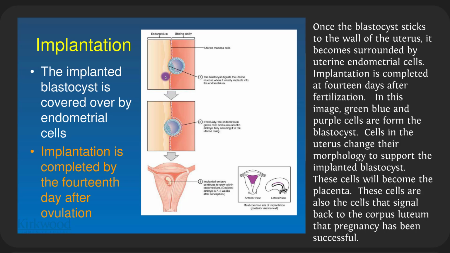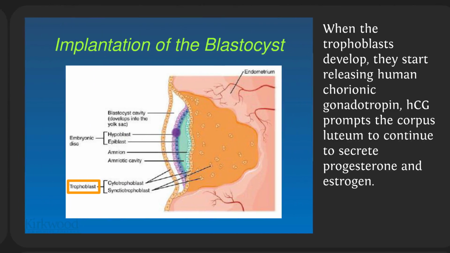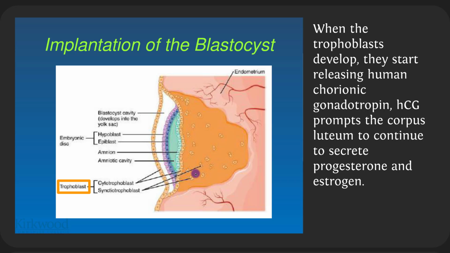So in the images, green, blue, and purple cells form the blastocyst. Cells in the uterus change their morphology to support the implanted blastocyst, and these cells will become the placenta. These cells are also there to signal back to the corpus luteum that the pregnancy has been complete. So when the trophoblasts here develop, they start releasing human chorionic gonadotropin, or HCG, and that's what goes back to the corpus luteum to tell it to keep secreting progesterone and estrogen to maintain the pregnancy. HCG is also what's picked up in pregnancy tests.